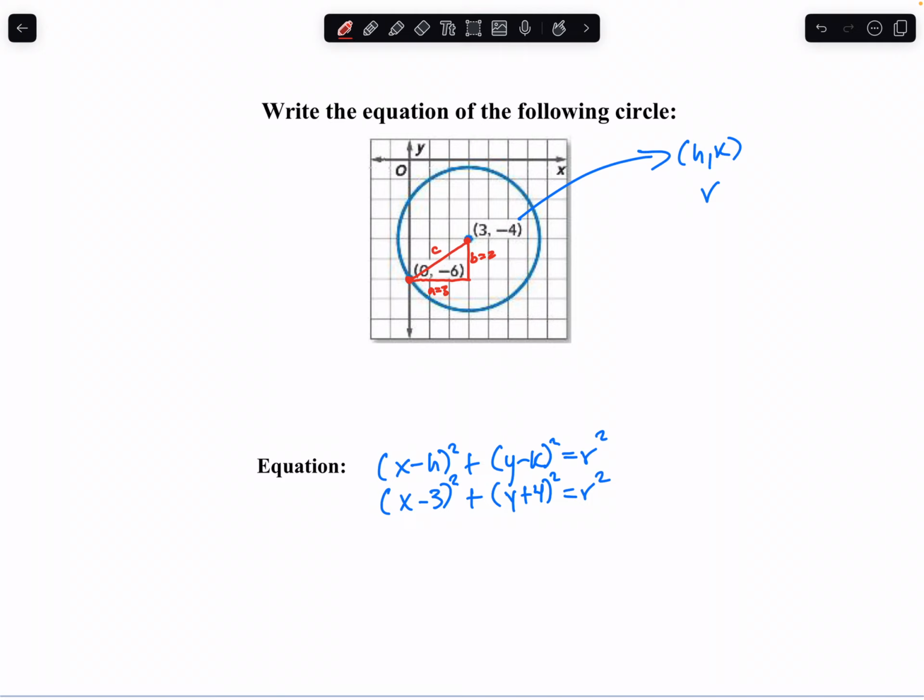So I'm going to do some math here on the side. We have a squared plus b squared equals c squared. Some basic Pythagorean theorem will give us the length of that radius. So 9 plus 4 equals c squared. 13 equals c squared. And then to solve for c, we square root both sides. So the radius is going to equal the square root of 13. That's this length.